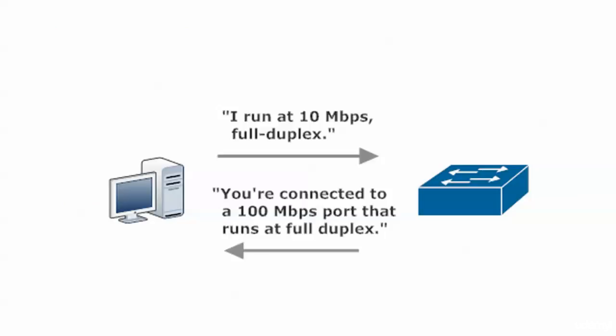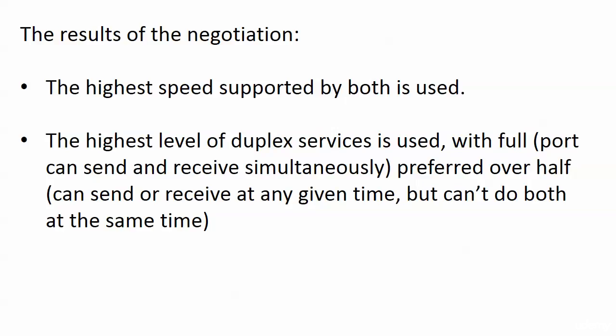It could go a little something like this. The switch port says, hey, you are connected to a 100 meg port, runs at full duplex, it's Fast Ethernet, fantastic service, you're going to love it. And the host has to say, wait a minute, I'm running at full duplex too, but I only run at 10 meg, so they're going to have to come to an agreement on that speed, even though they agree on duplex.